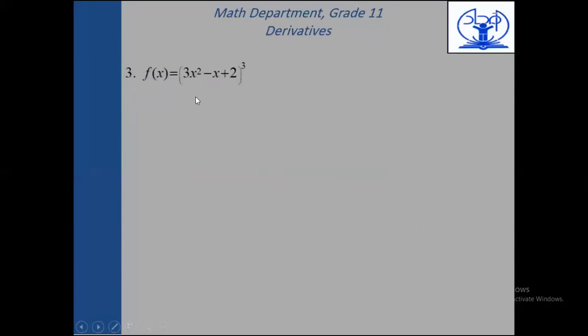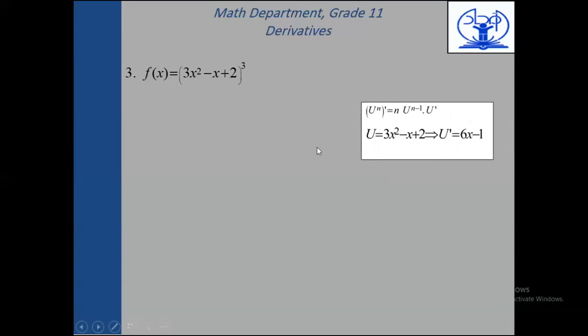Next function, 3x squared minus x plus 2, to the power 3. Before deriving, you should make sure that you are reading the function in the appropriate or convenient form. This is in the form u to the n, and consequently the rule is n u to the n minus 1 times u prime. So you drop this 3, you subtract 1 from the power, and u prime is nothing but 6x minus 1. You can simplify by introducing this 3 inside the brackets. It will be 18x minus 3 times u squared.